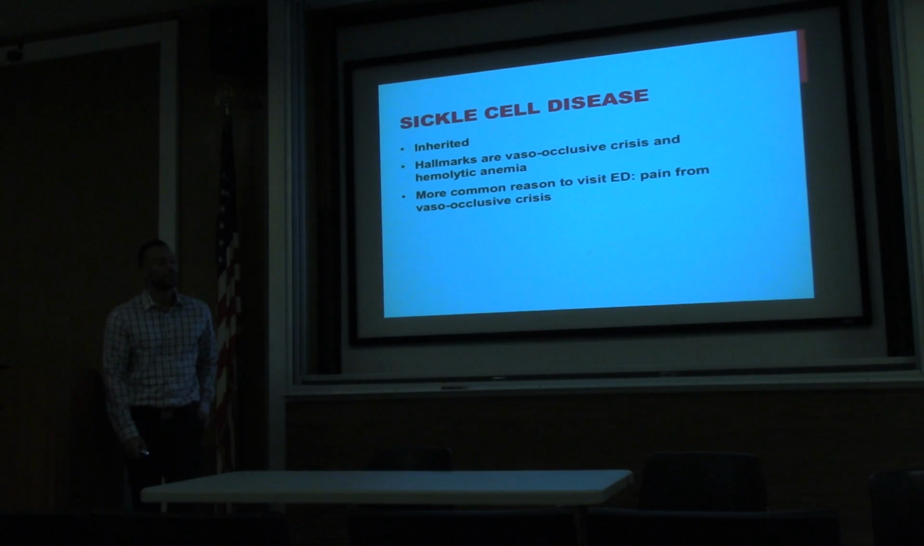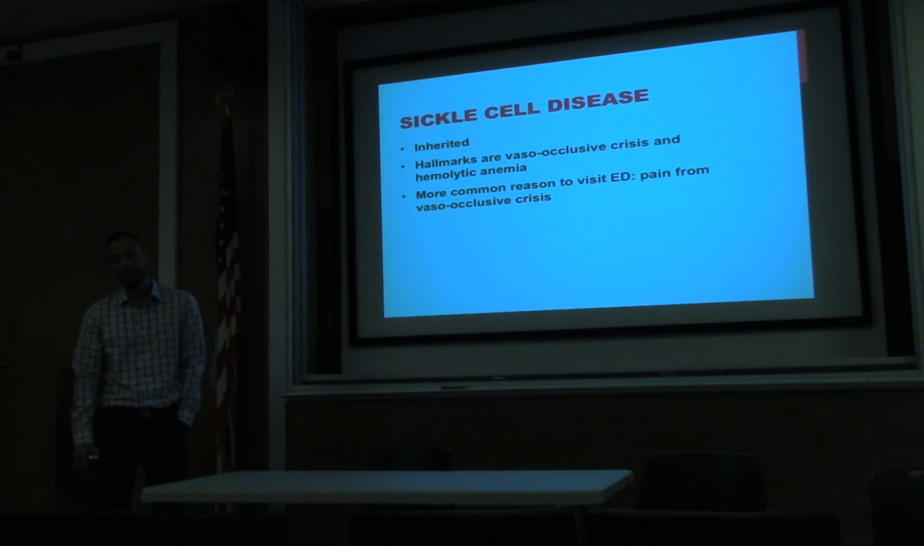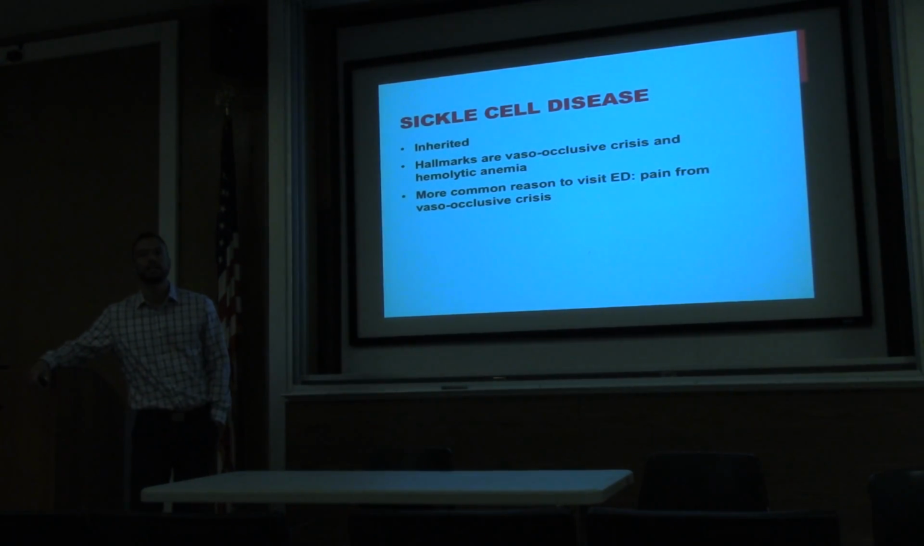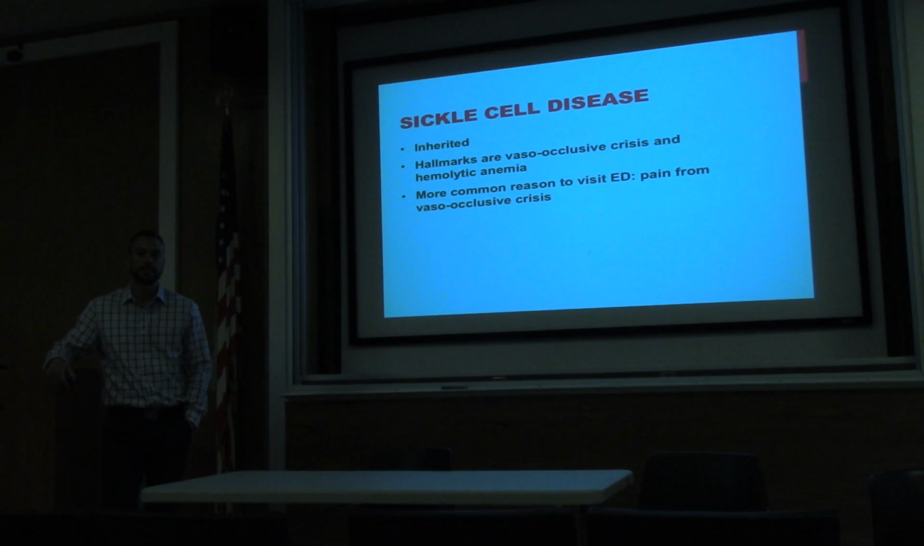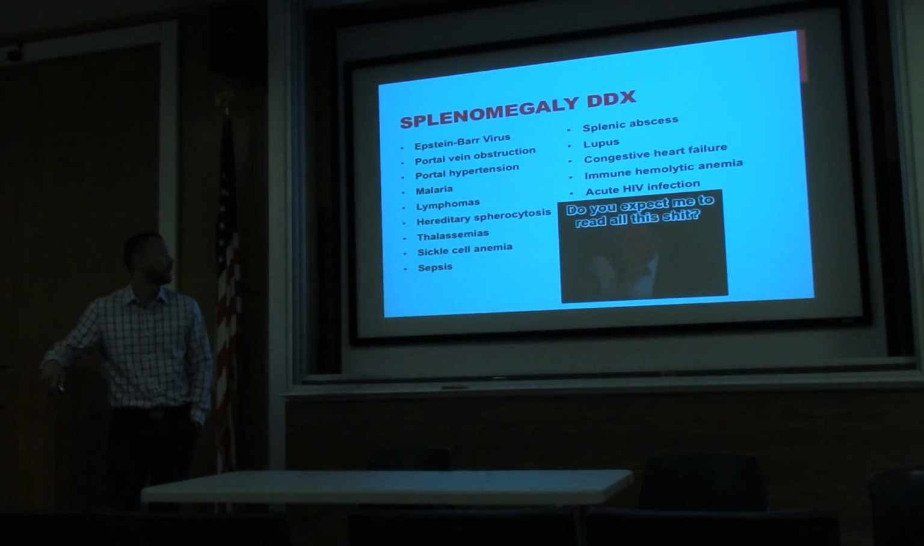The hallmarks are the vaso-occlusive crisis and hemolytic anemia, which we saw in this patient. The belly pain or the left upper quadrant pain was actually due to, as we saw, ischemia of the spleen. But the most common reason why we see these patients in the ED is the pain from the vaso-occlusive crisis. For us, it's not always splenic. Usually it's in the extremities, and that is the most common place for them to be having pain. Also back and chest and stuff like that.